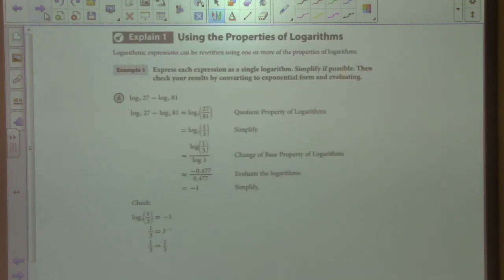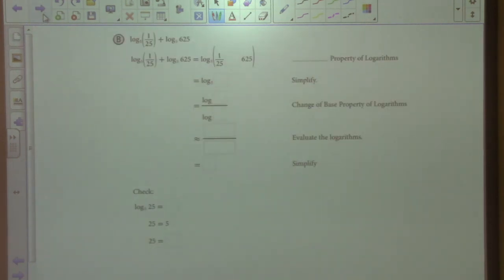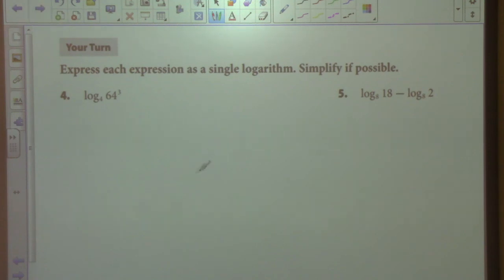I do have a lot of appreciation for this class, and I've told you before. Let's go ahead and work out this one. Your turn. Express each expression as a simple logarithm, simplified as much as possible.